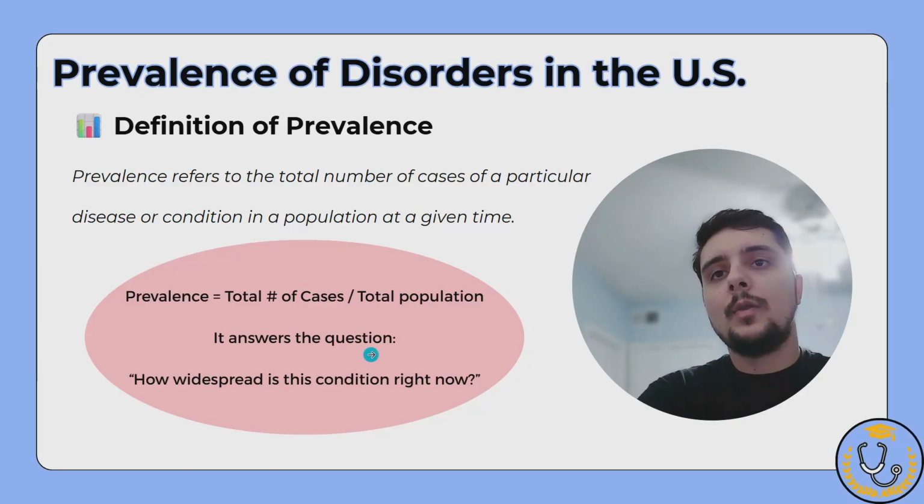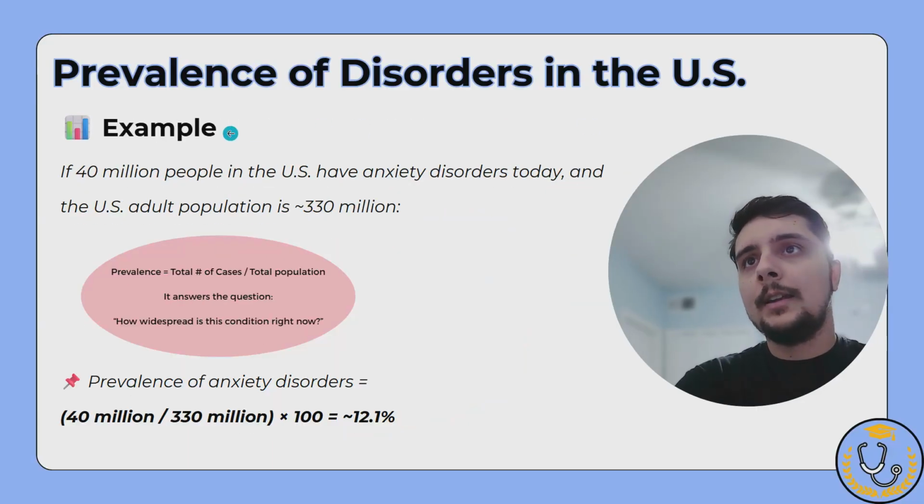So this answers the question of how widespread or common is this condition right now. And if we look at an example, let's say we have 40 million people in the US who are diagnosed with anxiety, and the entire US adult population is around 330 million. If we refer to our equation, what is the prevalence of anxiety disorders?